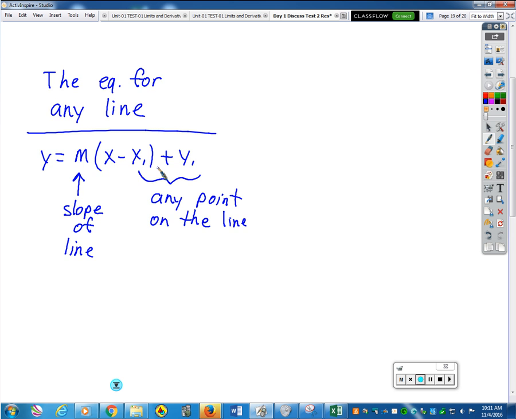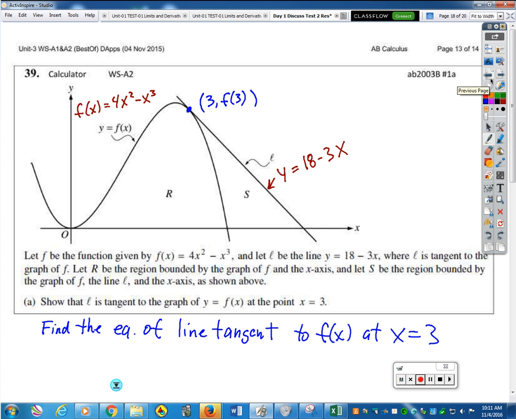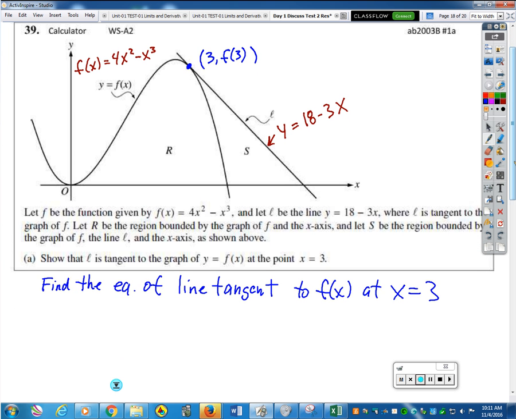Okay, back to this. So when it said find the equation of the line tangent to the function f at x equals 3, the first thing you should write in your notebook is this equation. So in your notebook now, you're going to write y equals m parenthesis x minus x1 parenthesis plus y1. We're supposed to write the equation of the line tangent, so we write down this equation, which is good for any line, so it's good for a line tangent. And as Jackson said, it is the point slope form of a line.